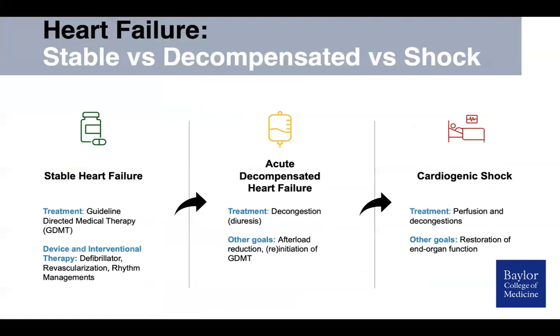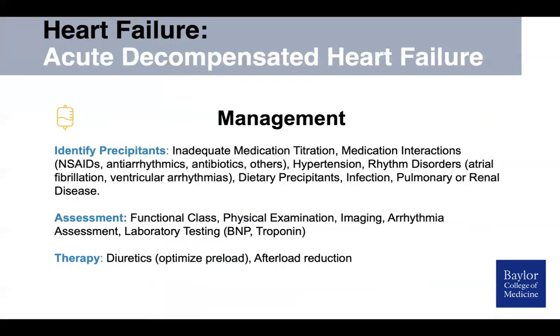So he's gone from stable heart failure. He's been coming into the hospital and having acute decompensated heart failure. Now he's in cardiogenic shock. He's got decreased perfusion. He's got congestion that's seen by the cath, right? He's got an elevated creatinine, so he's not getting blood to his kidneys, and his kidneys are deranged. And he's got low blood pressure. So you want to restore end organ function.